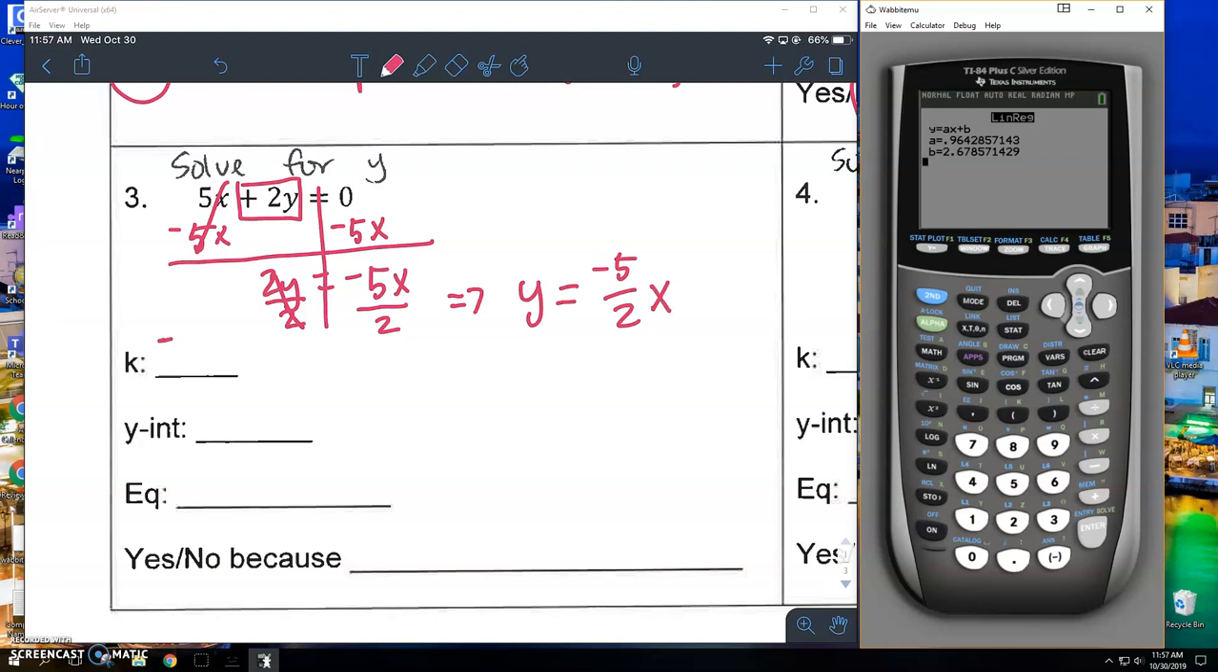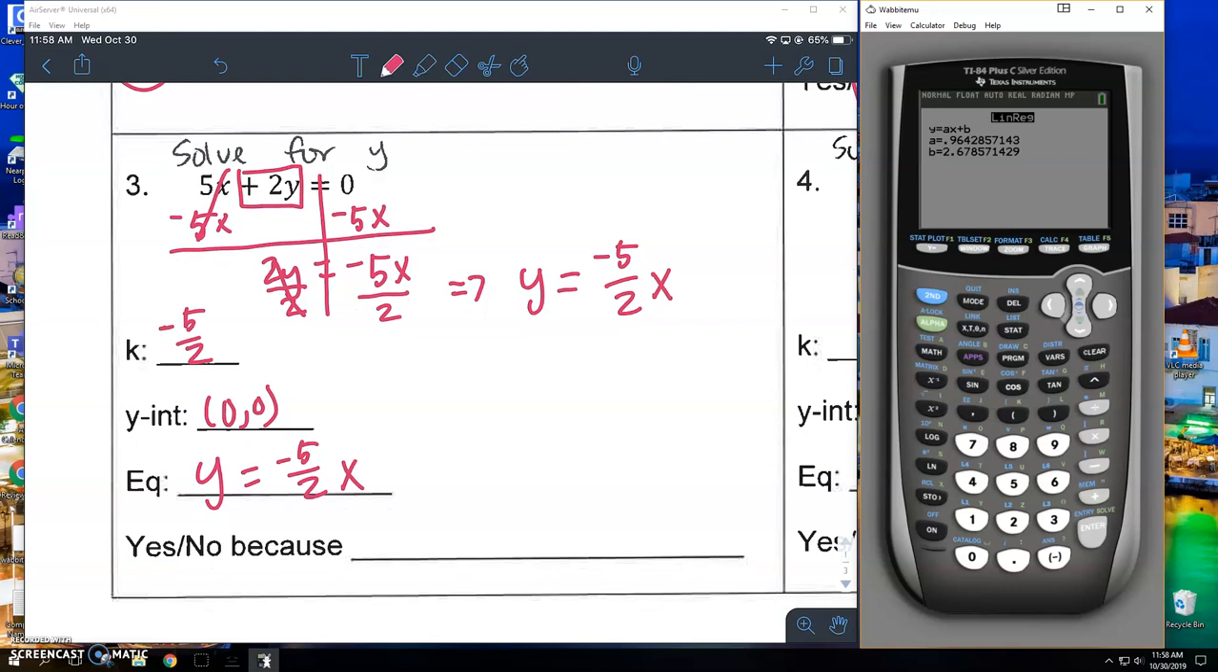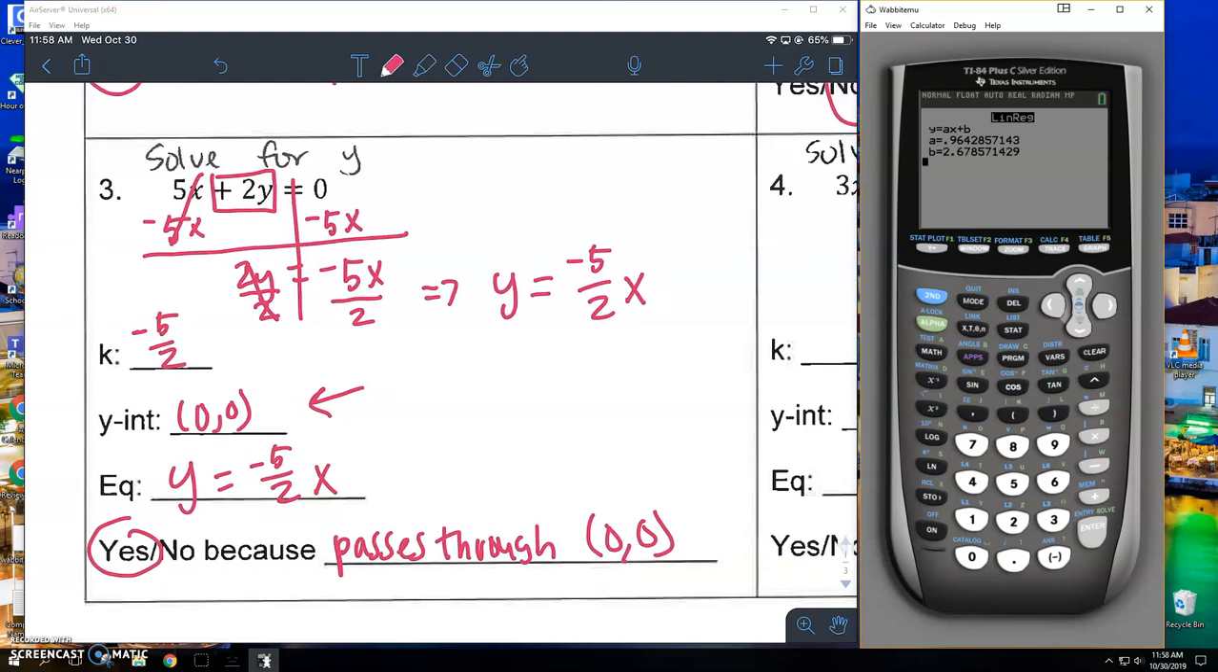So my slope is -5/2. My y-intercept is 0. And my equation is y equals -5/2 x. So does this vary directly? So I'm looking at my y-intercept. Yes, because it passes through 0, 0. Remember, if I'm going fast at any point, you can pause it so that you can catch up.